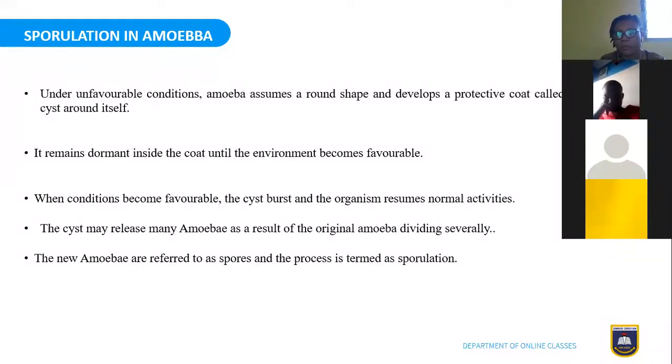Any question? Any question? Yes, Justin. Madam. Yes. Please, can you go over binary fission again? Okay. All right, I'll do that. Now, Seke, I saw your hand up.